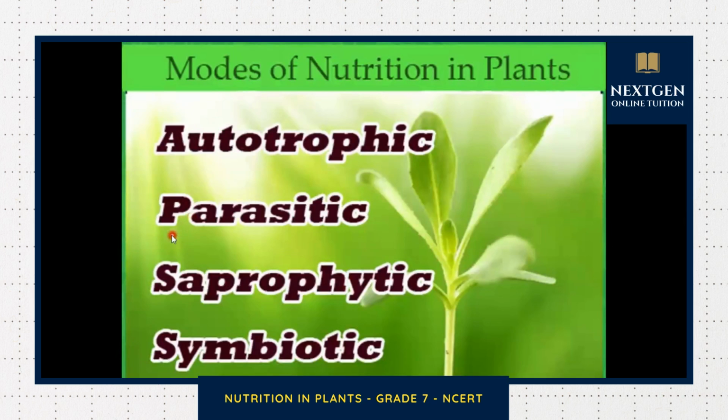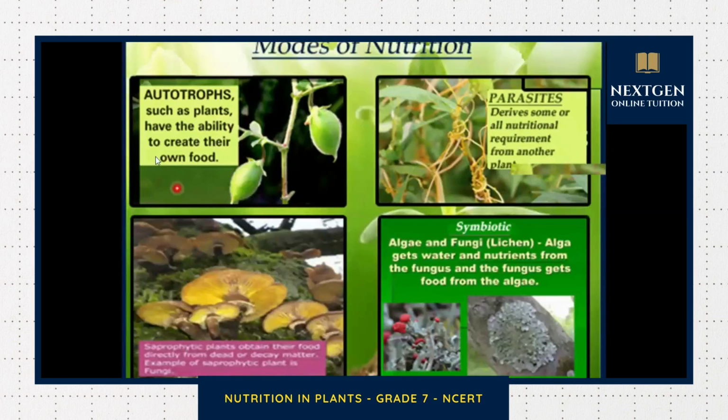Now we are coming to modes of nutrition in plants. There are 4 types of modes of nutrition in plants. That is autotrophic, parasitic, saprophytic and symbiotic. Autotrophs are plants that have the ability to create their own food with the help of their surroundings, and parasites derive some or all of their nutritional requirements from another plant.